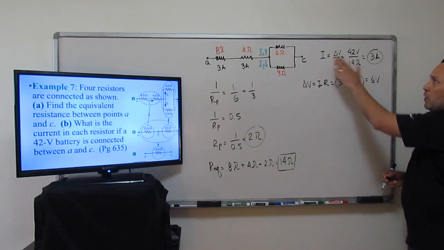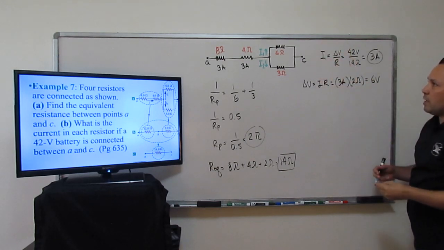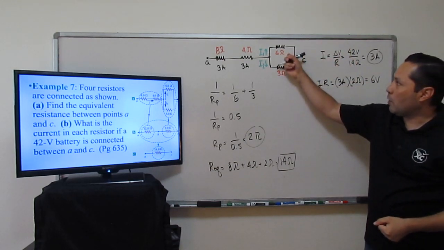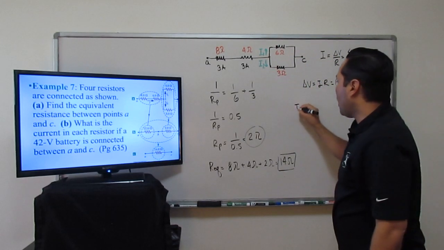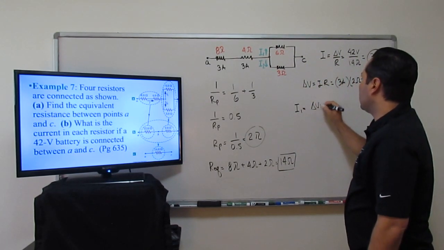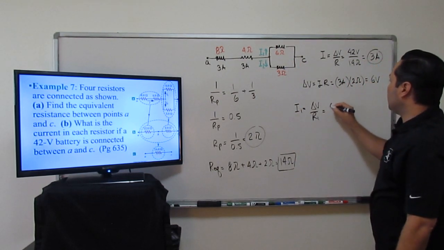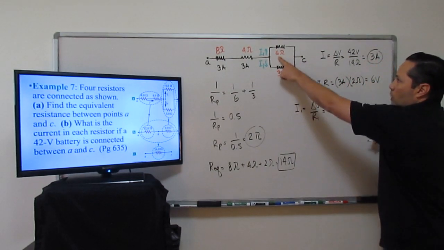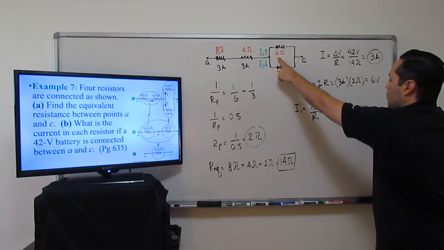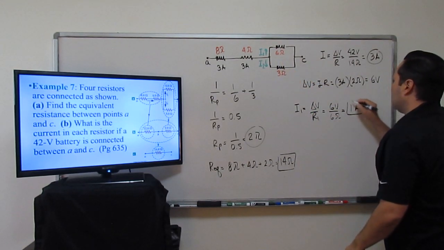Alright, so now that we have that, we're going to plug it into this formula one more time to figure out the current for I1 and I2. So I1 is going to be the potential difference over the resistance of resistor 1, let's call it this one. So it's going to be 6 volts over R1, which is 6 ohms. So this one will have a current of 1 amp.